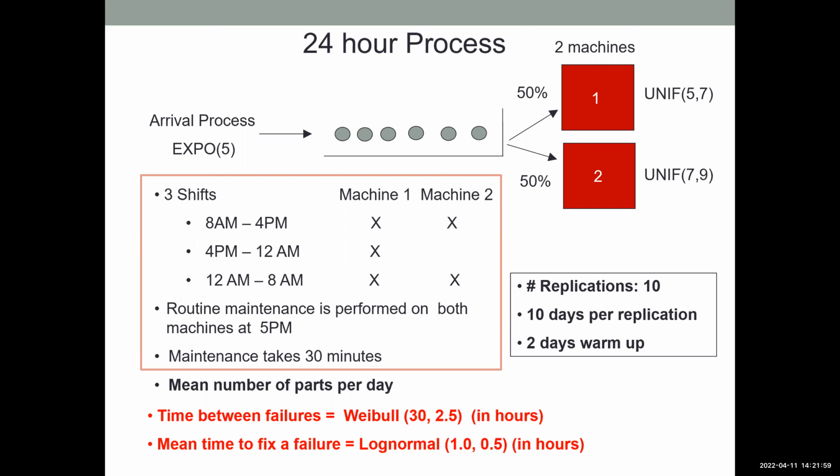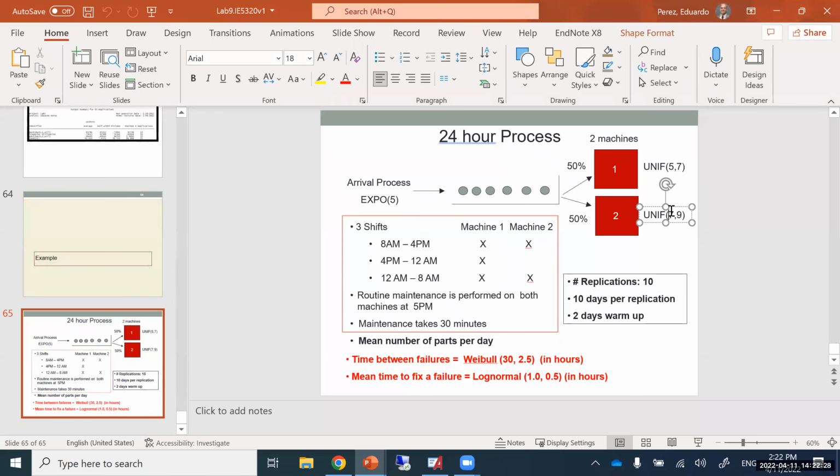We have 3 shifts for 2 machines. Machine 1 is working all day. Machine 2 is off. It's not up between 4 p.m. and 12 a.m. Oh, yeah, that's correct. So that's right. Let me fix that. It'd be 2 and 3, right?